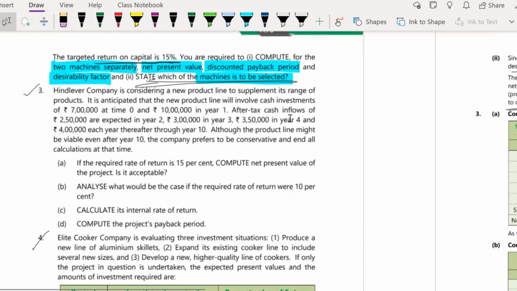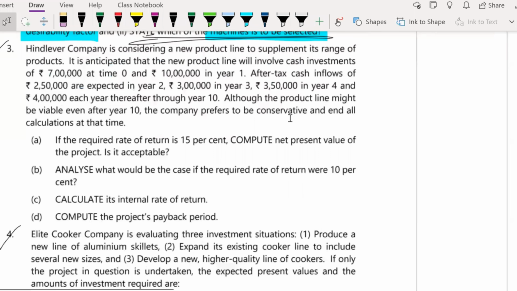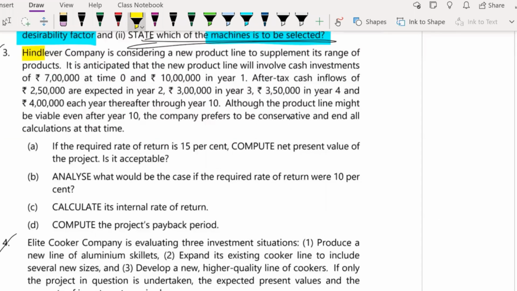Okay. Yes. Perfect. So now the next question we are going to see is question number 3. In that they tell: Hind Liver Company is considering a new product line to supplement its range of products. Here they are telling it is anticipated that the new product line will involve cash investments of 7 lakh at time 0 and 10 lakh at year 1. So there will be 2 cash outflows. At year 0 it will be 7 lakh rupees and at year end 1 it will be 10 lakh rupees.